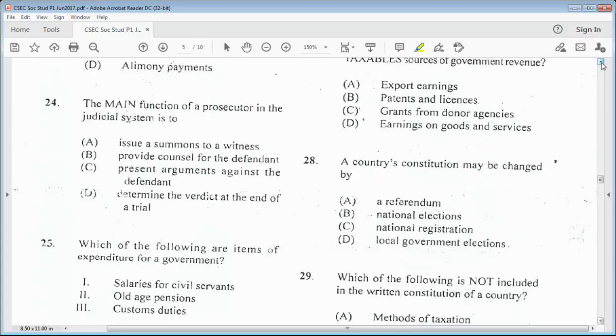It says, the main function of a prosecutor in the judicial system is to A. Issue a summons to witness, B. Provide counsel for the defendant, C. Present arguments against the defendant, D. Determine the verdict at the end of a trial. So we know we are dealing with a court system. So who really is a prosecutor? Well, we know a prosecutor presents arguments against the defendant. So C, that's the main function.